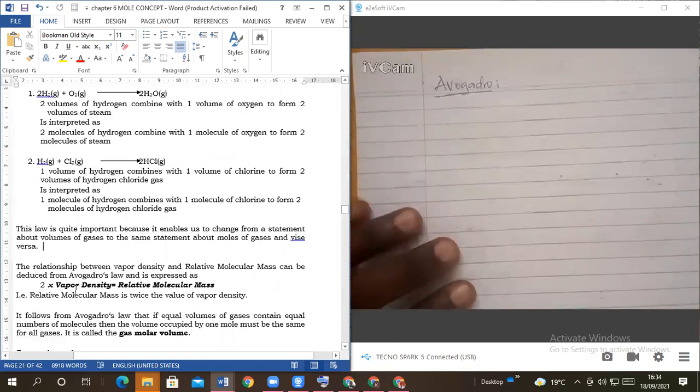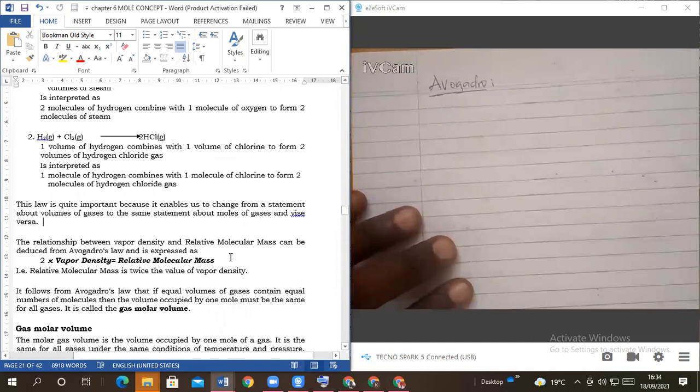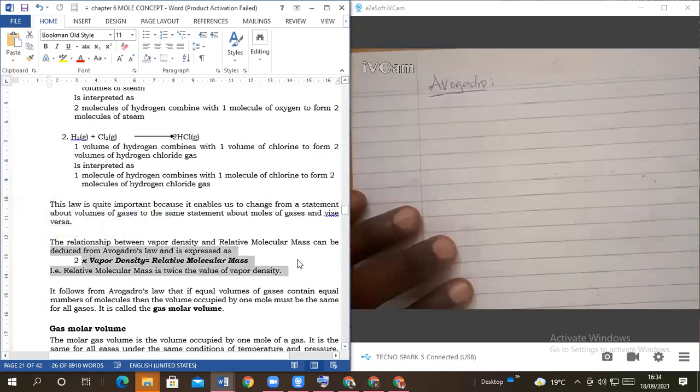So the relationship between vapor density and molecular mass is important at a higher level. When you cross this level, you are going to meet it. But for now, let me not go deep into this one.